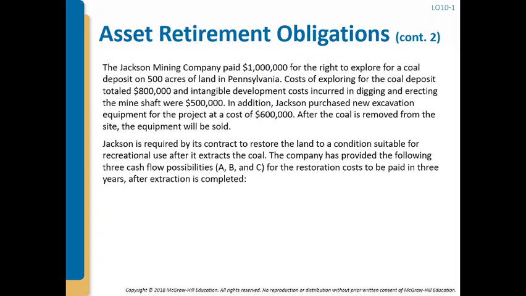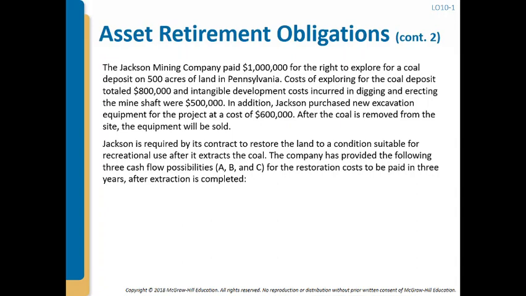All right, so here we have this example. Jackson Mining Company paid $1 million for the right to explore for a coal deposit of 500 acres of land in Pennsylvania. Costs of exploring for the coal deposit totaled $800,000, and intangible development costs incurred in digging and erecting the mine shaft were $500,000. In addition, Jackson purchased new excavation equipment for the project at a cost of $600,000. After the coal is removed from the site, the equipment will be sold.